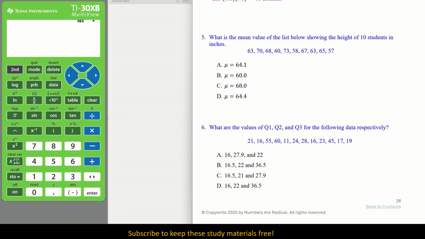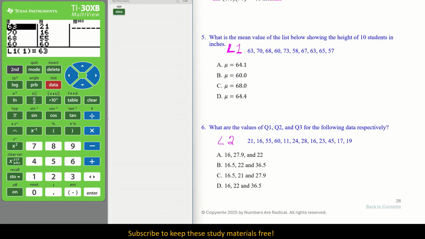Okay. Well, for number 5 and number 6, I took the liberty of entering these lists in my calculator. The first list is in L1. That's where I populated it. And then this list is L2. Number 5. What is the mean value of the list below showing the height of 10 students in inches? Let's push data and you'll see, starting with 63, they're all in L1. And there are 10 of them, so I can arrow up and see that I have 10 entered.